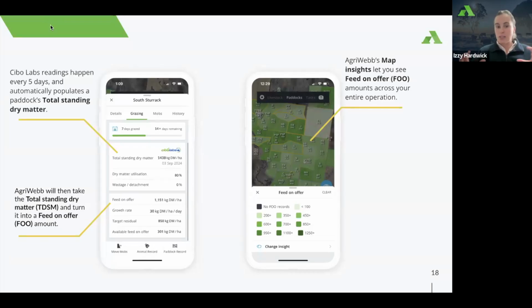So it's a really scientific, data-backed tool that integrates into AgriWebb that we find has really helped a lot of our producers as well. Thanks, Izzy. And just to reiterate, the goal of this integration, first and foremost, was to bring everything into one place. But knowing there's such powerful data and map insights on the Cibo Labs PastureKey side, we're trying to make it as easy as possible for you as producers using both platforms to toggle between the two, to experience the full value of Cibo Labs as well.